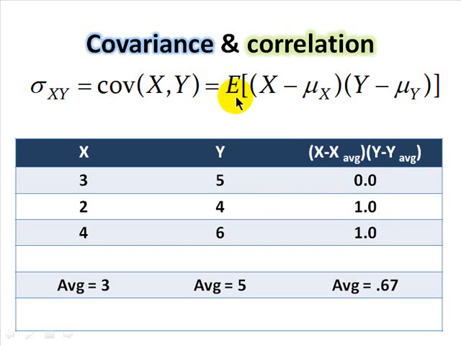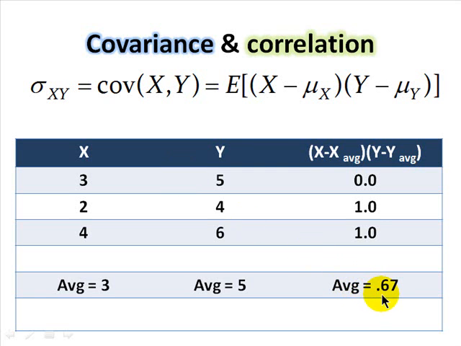Now, what's the expected value of that? Well, in this case, it's the average. The average of 0, 1, and 1 is 0.67. If I add them together, I get 2. Divide by 3, I get 0.67. And what I just did is calculated the covariance. The covariance, if we use these 3 sets of observations between x and y, is 0.67.